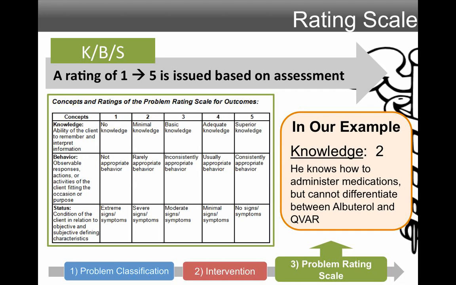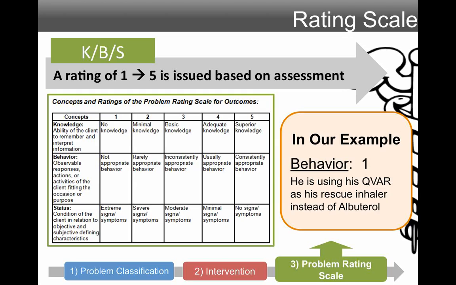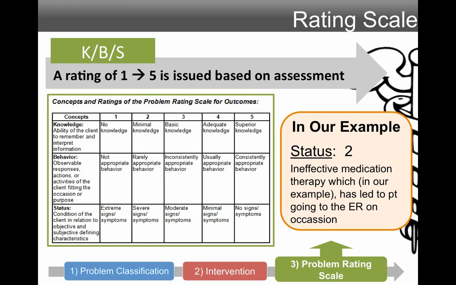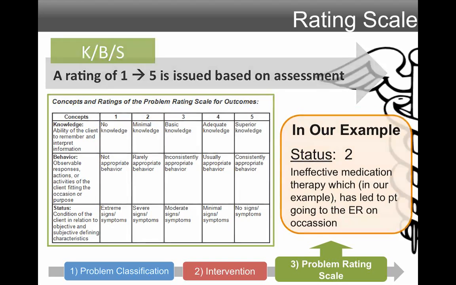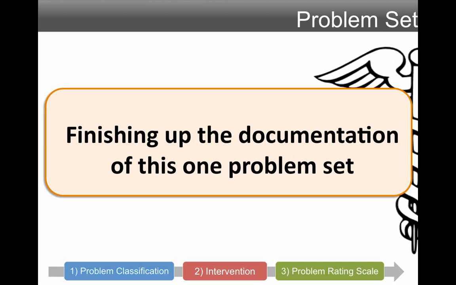In our example, the client that uses the wrong inhaler, which has led to some ER visits, we would rate the client a 2, because he knows how to use inhalers but can't differentiate which one is the rescue inhaler. His behavior would be rated a 1 because he's actually and regularly using an incorrect behavior. His status would be rated a 2 because due to his incorrect usage, he has to have visits to the ER on occasion. A score of 1 would be something like if he's currently ill on your visit. So yeah, that's it. Let's finish up the documentation for this one problem set.